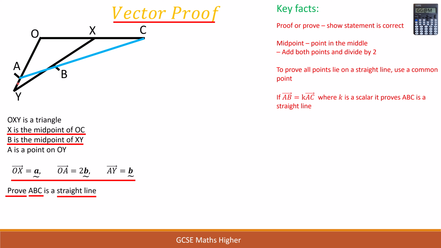So here's my line ABC, and we've got to prove it. We're looking at using this sentence I've got here, AB is equal to k lots of AC. That's what we need to show, and that will get us the marks in the exam. Press pause, have a go at working out the answer, and then press play when you're ready to hear the answer.